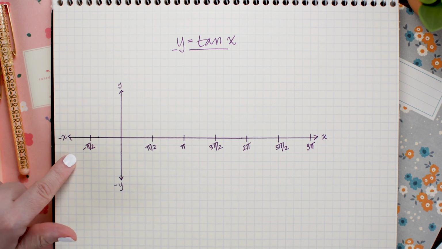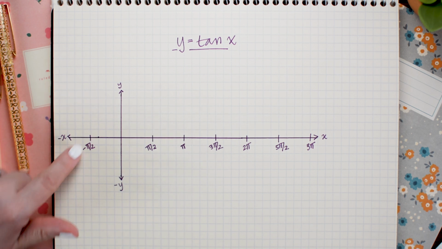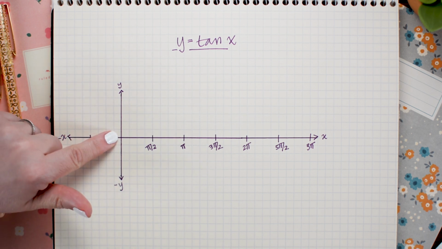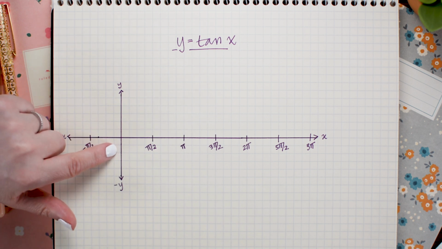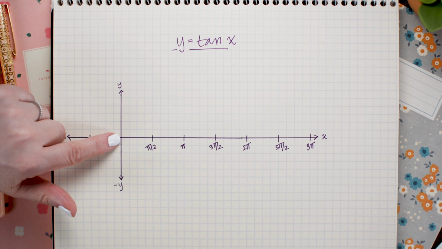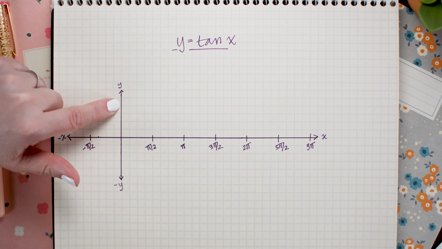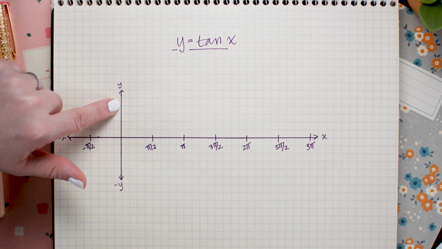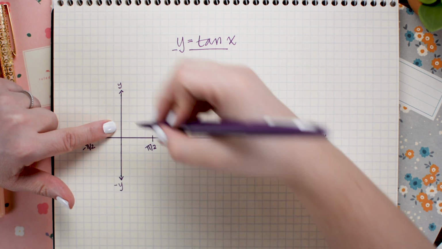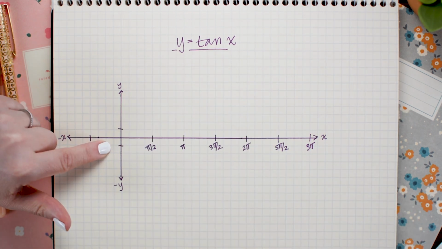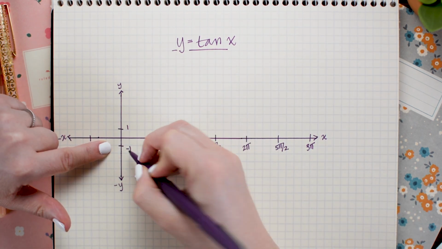Again, with tangent, we can use the 1 and negative 1 markers on the y-axis. But to make your graph look good, I would make sure to keep the 1 and negative 1 somewhere close to the origin. If you put it too far up, you're kind of just going to get the wrong shape for the tangent graph. So I'm going to just keep it right here and here, just nice and close.